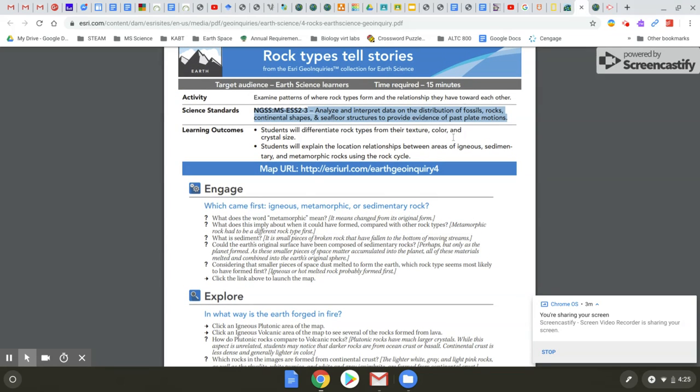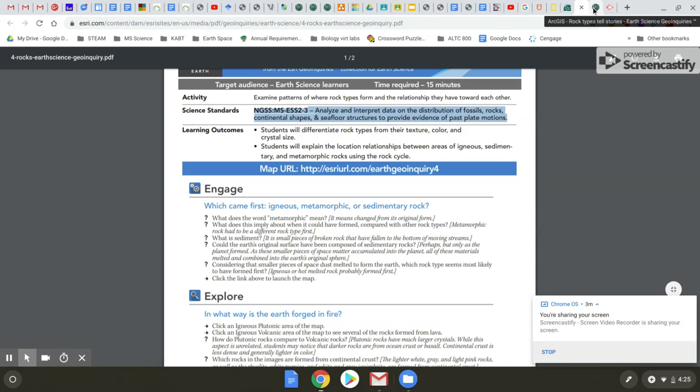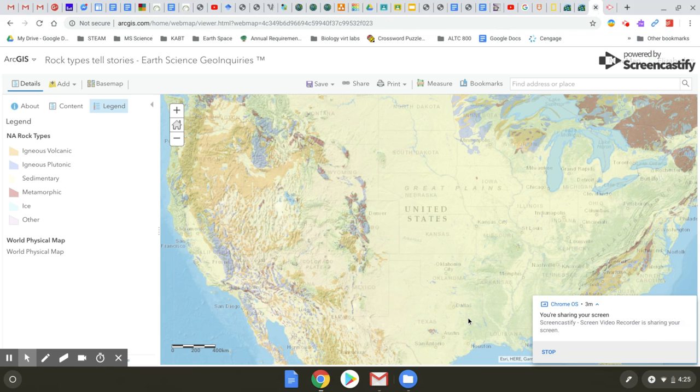So we're going to go to this website. I already have that one opened as well. So here's the United States. We have our Kansas here. Of course, you guys know how to read a map. And this is really wonderful. You can see here on the left-hand side, we have igneous volcanic rock, igneous plutonic rock, sedimentary, metamorphic, ice, and other. So I can come through here and click on these different colors.